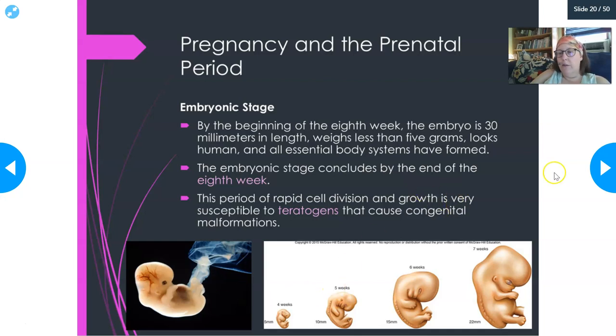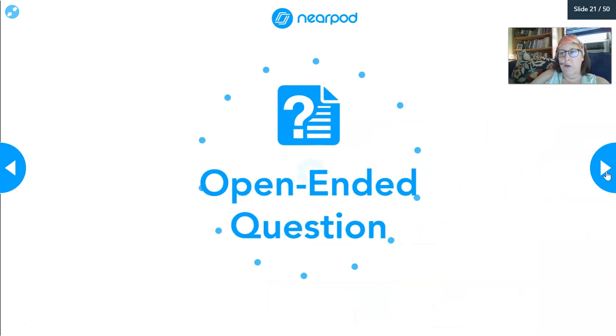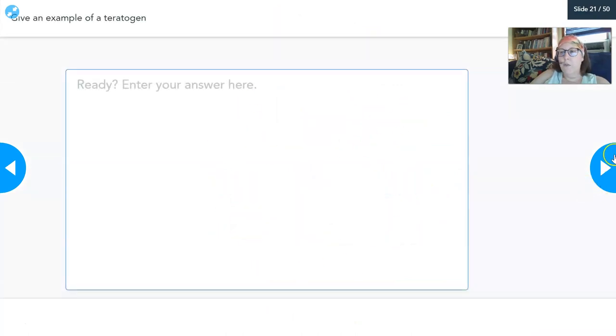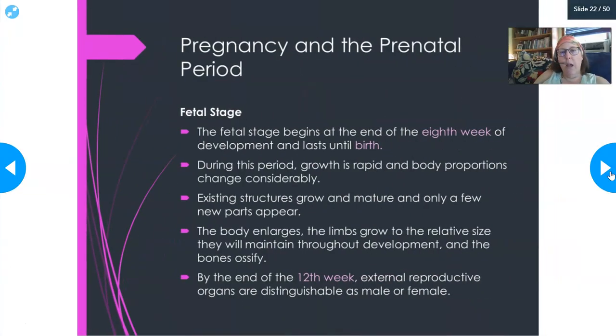Alcohol is another teratogen. There's a lot of the mood medications, bipolar medications and all that, and they can be teratogens too, and they can cause problems with the development of the baby. So if you will look one up and throw one in there, an example of a teratogen.